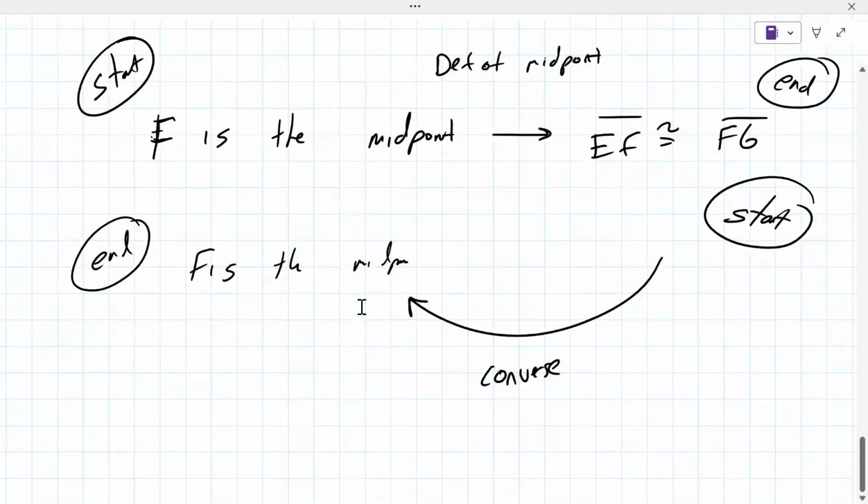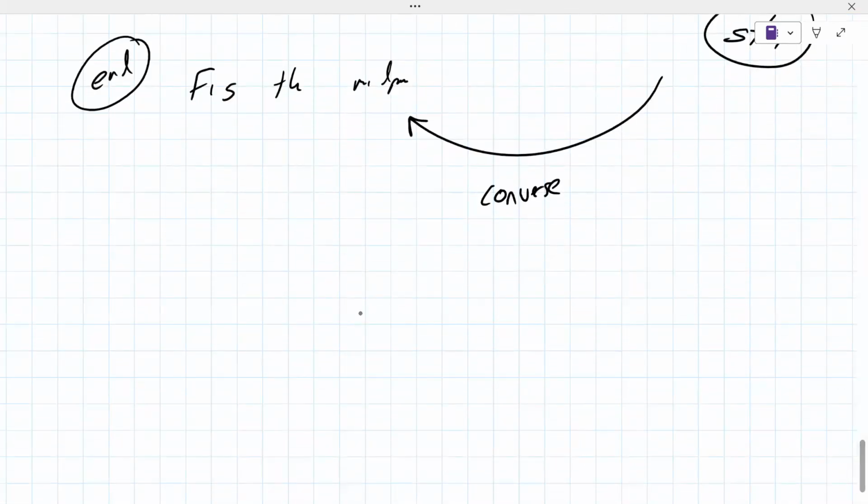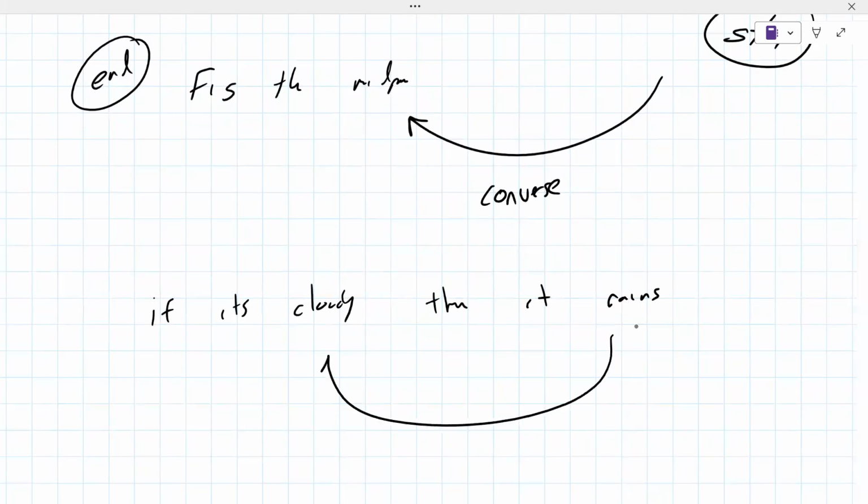Sometimes you need a simpler example, like if it's cloudy, then it rains. So your conclusion is that it rains. Okay. So if you show up somewhere and it's raining, you know that it must be cloudy by the converse of the definition of clouds in the sky. Oh, okay.